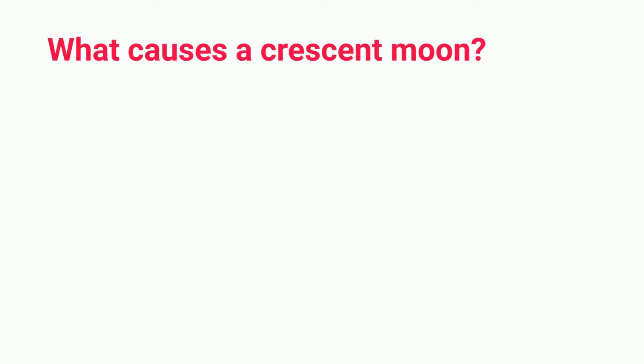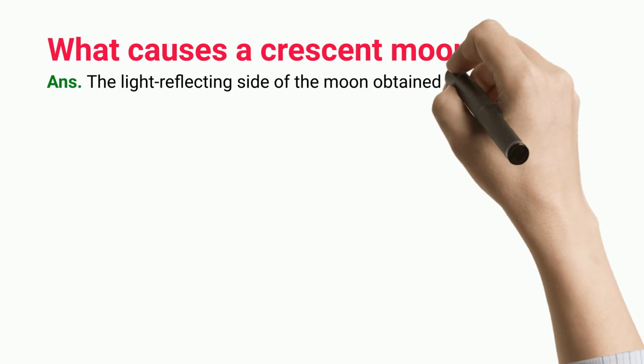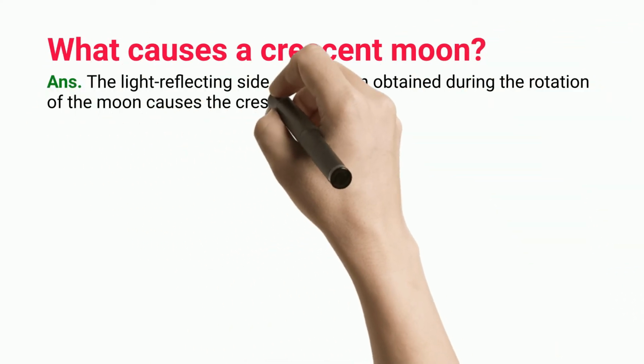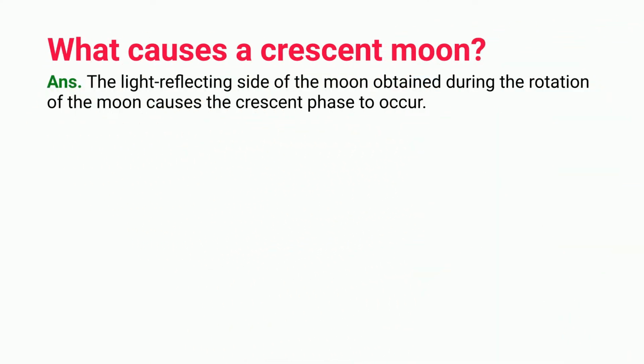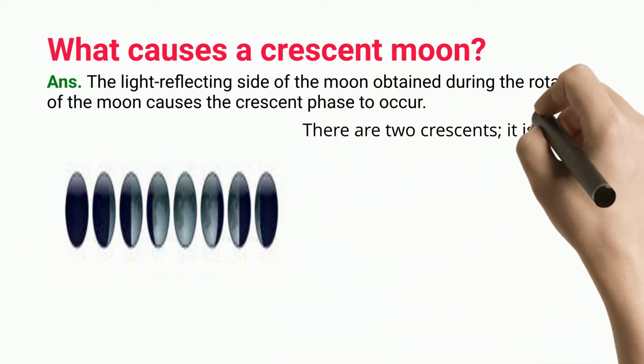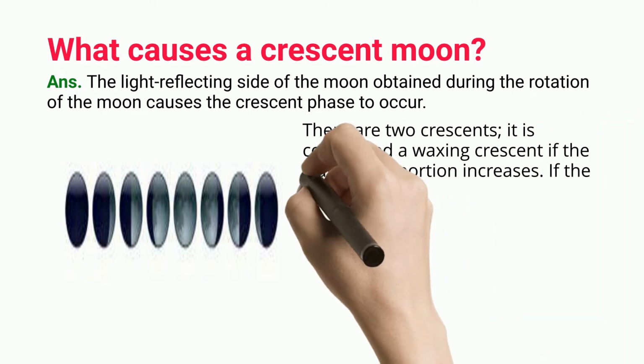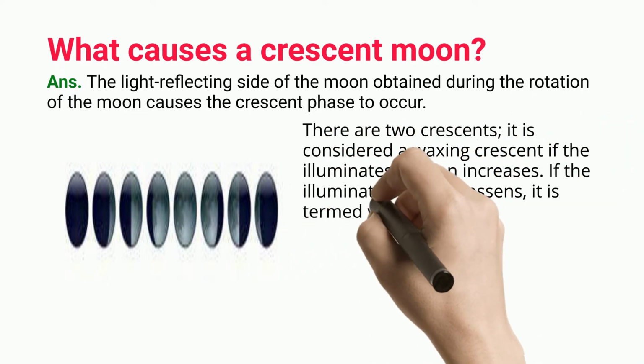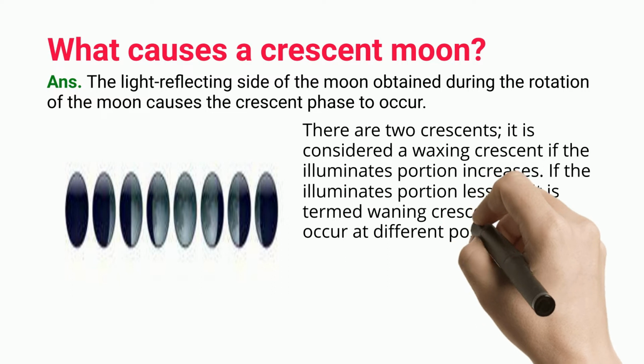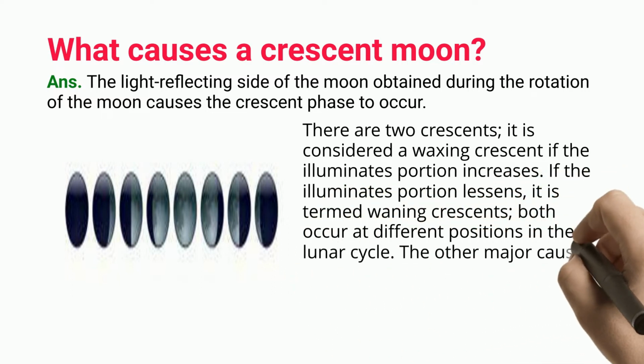What causes a crescent moon? The light reflecting side of the moon obtained during the rotation of the moon causes the crescent phase to occur. There are two crescents. It is considered a waxing crescent if the illuminated portion increases. If the illuminated portion lessens, it is termed waning crescent. Both occur at different positions in the lunar cycle.